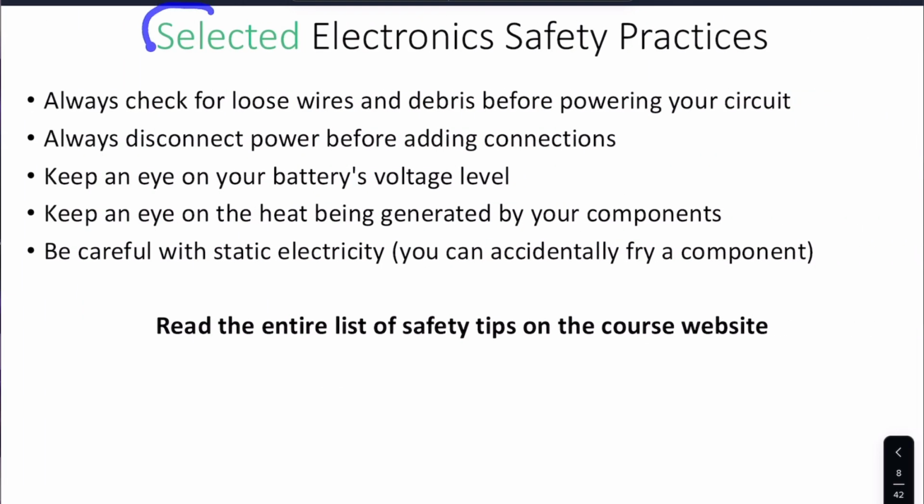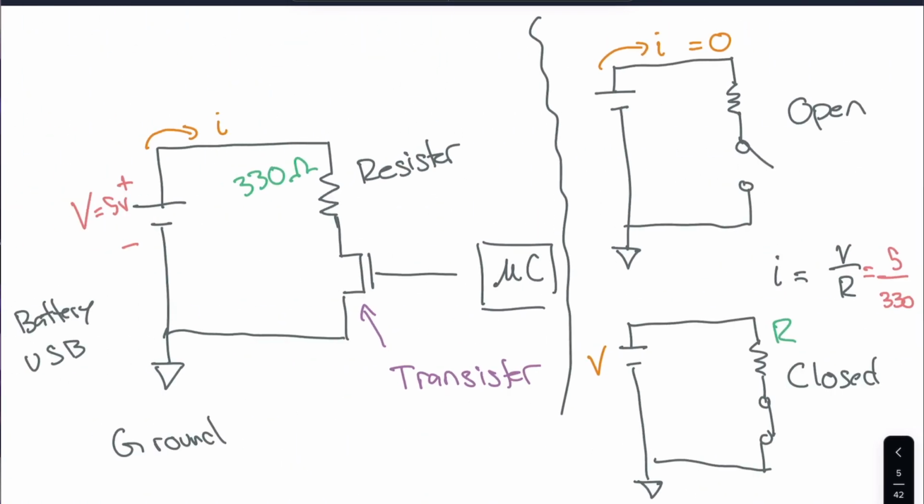Likewise, I have just some selected electronic safety practices. You should definitely read the entire set of tips on the course website. But some of these are sort of self-explanatory. Always check for loose wires and debris whenever you're powering on your circuit. Going back to these diagrams, what you don't want to have happen is a wire accidentally bridging this gap. Let's say there's just a random wire on your circuit, and it's bridging that gap.